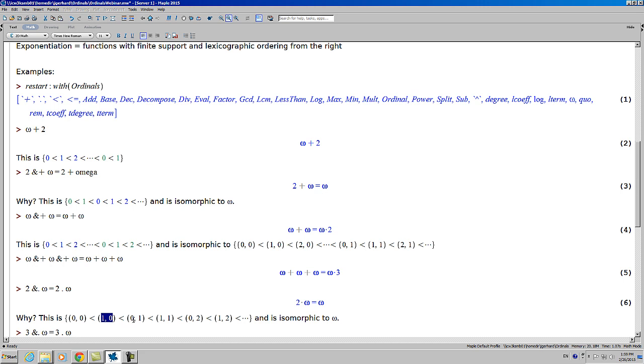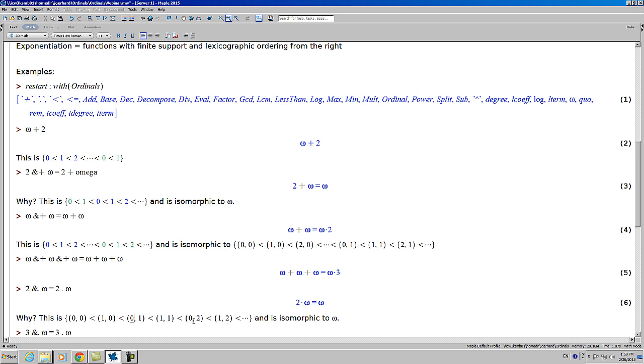We have to instead reset the left component to 0 and increase the right component. So we get 0, 1, and then 1, 1. And then again, we have to start at 0 in the left component: 0, 2, 1, 2, and so on. And again, it's easily seen that this is isomorphic to the integers themselves.